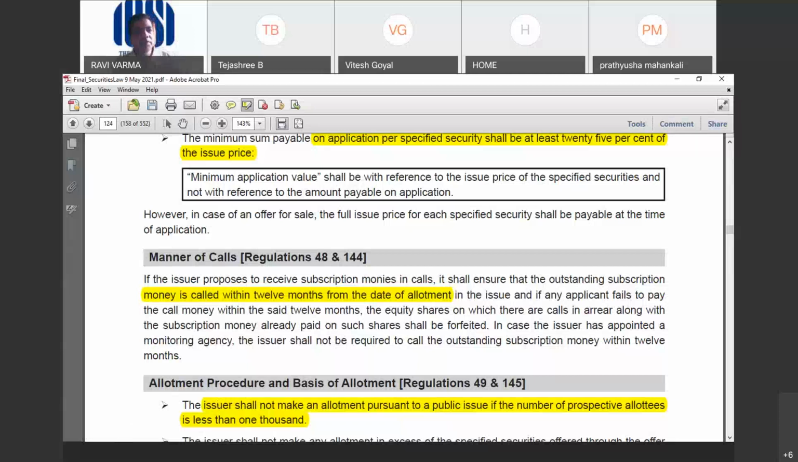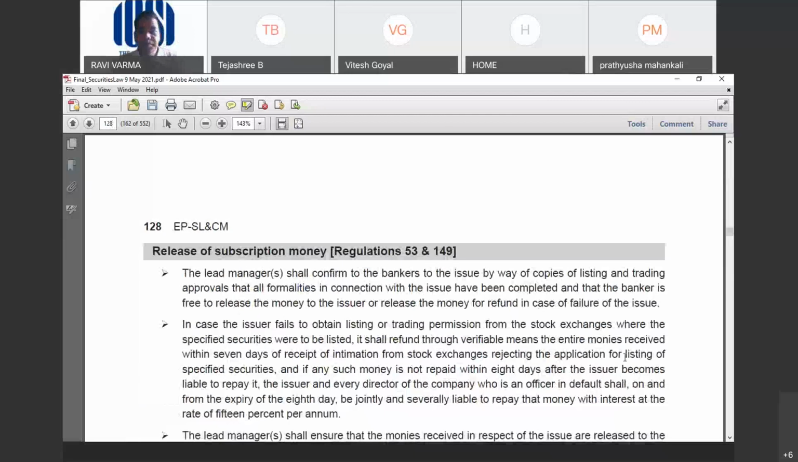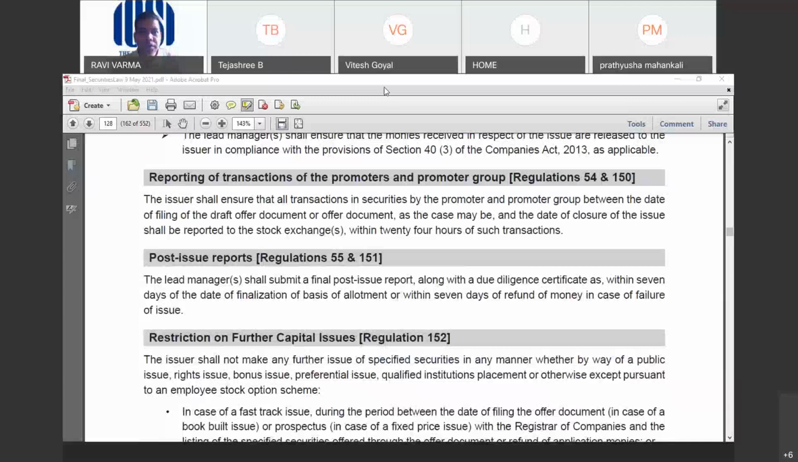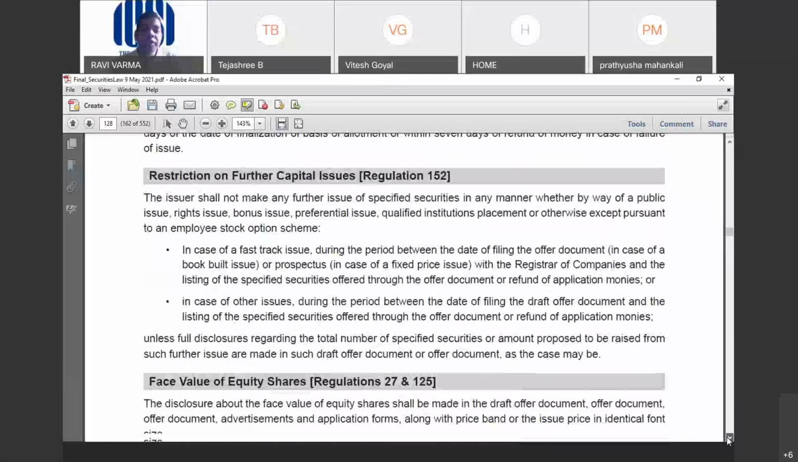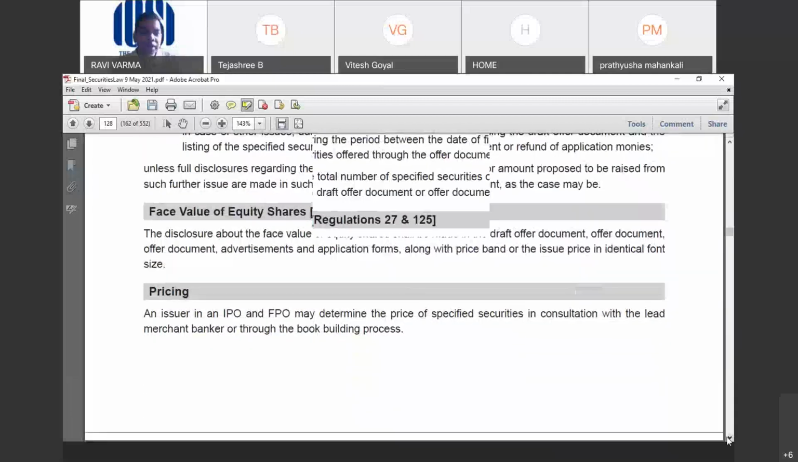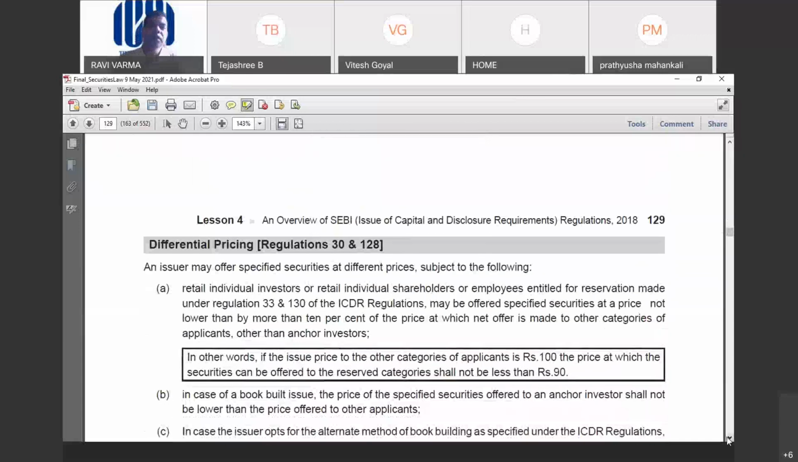Yes. So come to page number 128. See, there are certain norms like face value and pricing. The face value has to, of course, be maintained in your offer document or the draft offer document. Pricing. See, you may charge differential pricing. Like we all know, the retail individual investors may be given some advantage, but then the discount should not be more than 10%. Means there is an upper cap and a lower cap. Right? So you keep the retail investors. Why are you giving the retail individual investors the benefit?